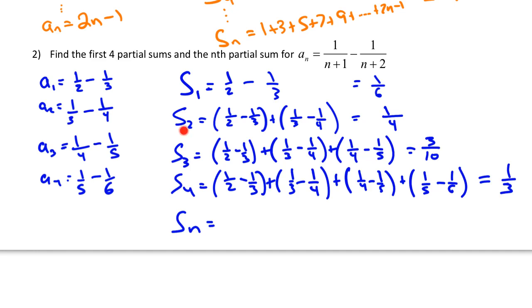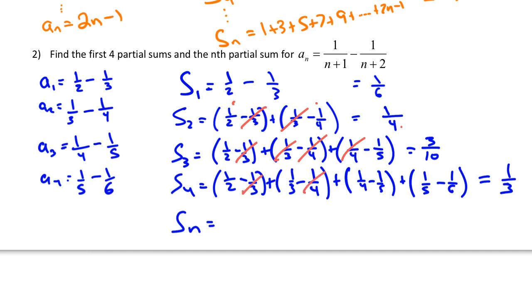Then for the second sum, I'm going to do 1/2 minus 1/3 plus 1/3 minus 1/4. Well, something kind of interesting happens there. The minus 1/3 and the plus 1/3 cancel out. So we really get 1/2 minus 1/4, which is 1/4. As that continues, I see that same pattern where all this inside stuff cancels out. So for S sub 3, I get 1/2 minus 1/5, which is 3/10.